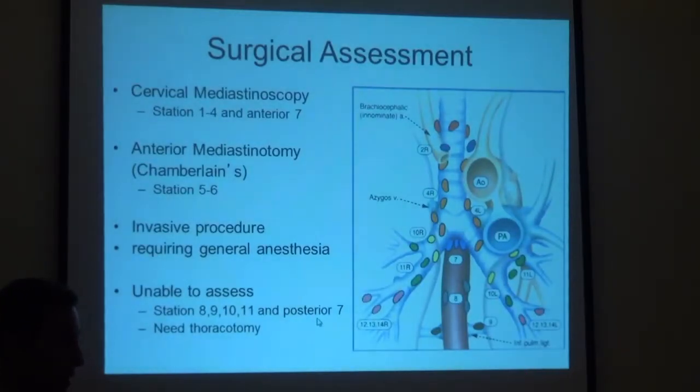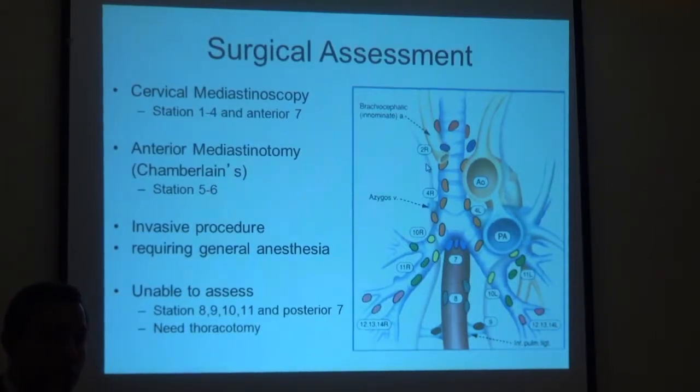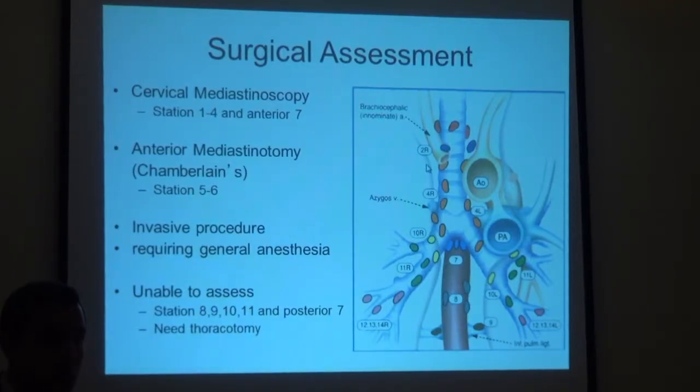Surgical assessment is still needed, mostly to get to the AP window, stations 5 and 6, with a Chamberlain procedure. But there's no major advantage over endoscopic use, and the EBUS and EUS combination has been shown to be actually superior to surgical assessment by mediastinoscopy. And of course, you require general anesthesia admission. So mostly we use it for station 5 and 6 with the Chamberlain procedure.